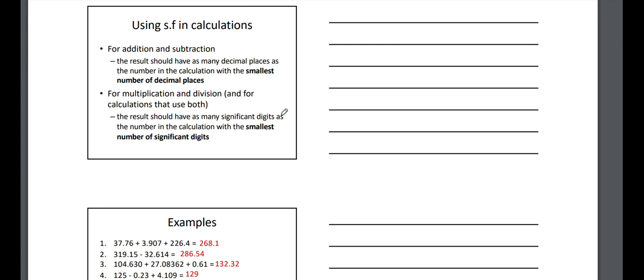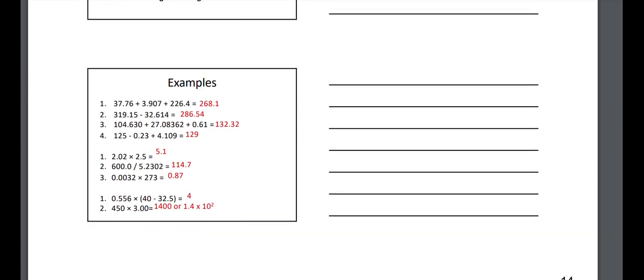When it comes to multiplication and division, your answer should have as many significant digits as the number in the calculation with the smallest number of significant figures, significant digits. Remember, significant figures and decimal places. So these are the two differences when you're doing mathematical calculations: addition, subtraction, multiplication, and division. All right, let's do some examples.